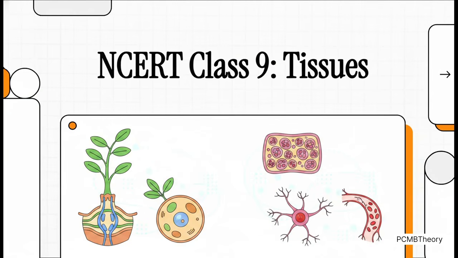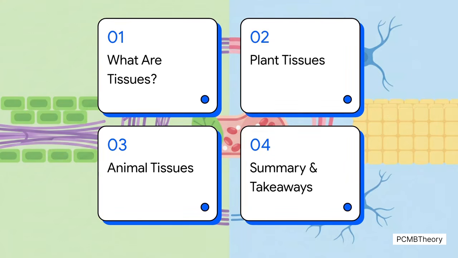Hey everyone, and welcome. I am super excited to be your guide for today's explainer, where we're going to explore the incredibly fascinating microscopic world of tissues. If you've ever stopped to wonder exactly how living things manage to be so insanely complex and efficient, well, you are in the right place. We're going to break down NCERT Class 9 Science, Chapter 6 together, step by step. Okay, let's dive right in.